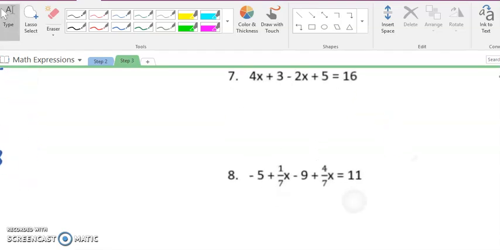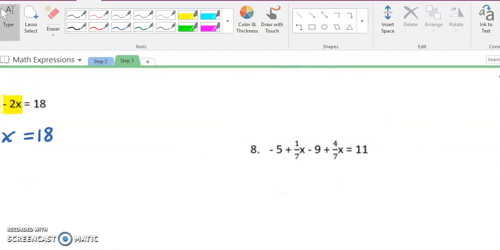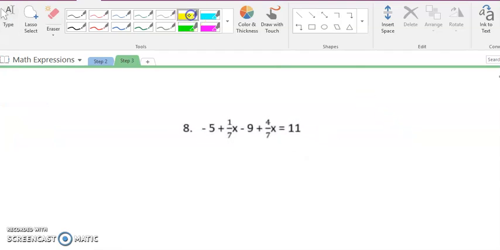Let's try one more. Let's try number 8. Starting off with -5, that's a constant. Oh, my pen quit working. One moment. It's been giving me trouble today. There we go. -5 is a constant.